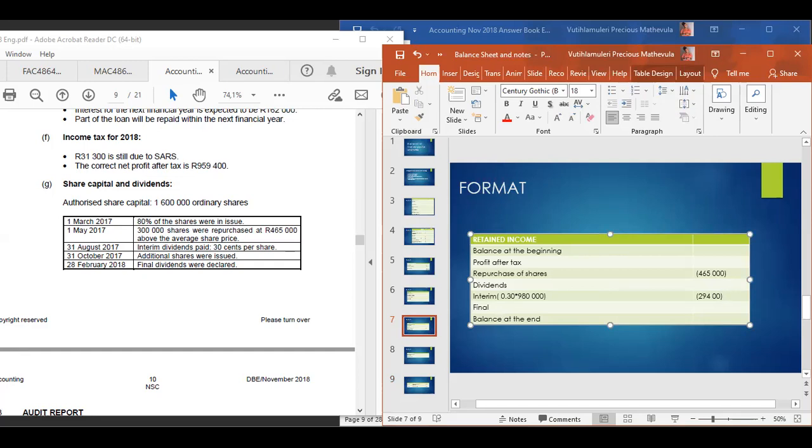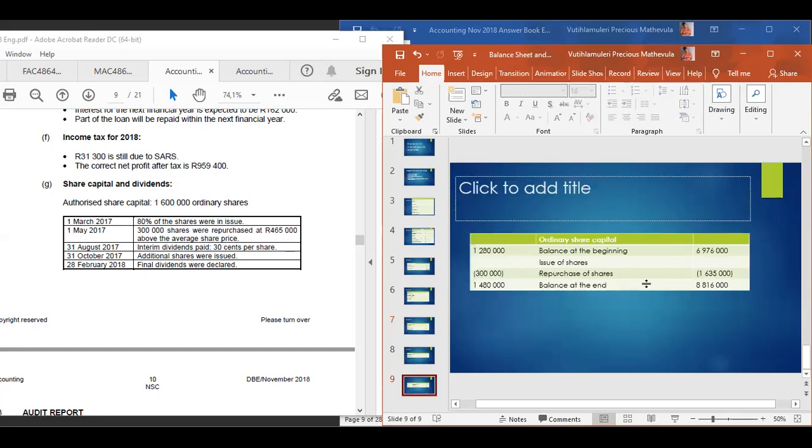And then on 31 October 2017, additional shares were issued, but they didn't tell us the number, and they also didn't tell us the value. So this will be our balancing figure, because you see, it's the only missing puzzle. We have the balance at the end, we have the balance at the beginning, we have the repurchase, but we do not have the new issue of shares.